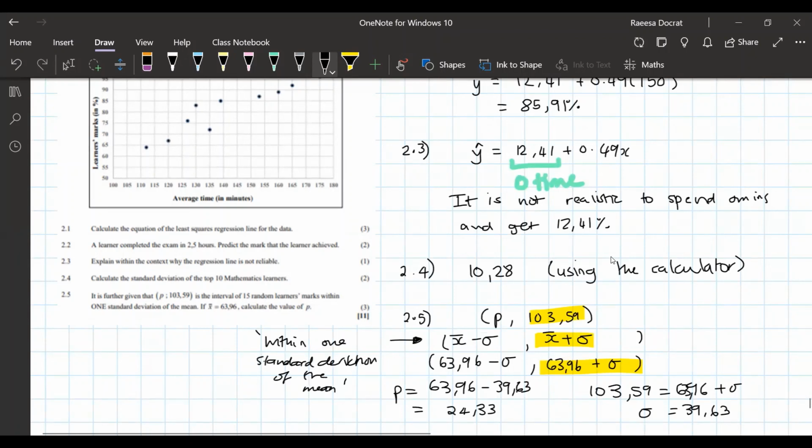Please make sure you review your regression and how to do these calculations on your calculator. It saves you a lot of time and makes the section quite easy.